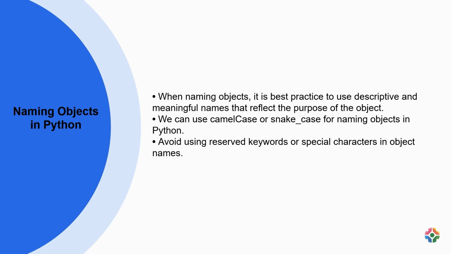When naming objects, ensure to avoid reserved keywords and special characters to prevent conflicts and maintain code consistency. For example, do not name a variable for or include symbols like @ or $ in object names. Adhering to these naming best practices enhances the readability and maintainability of your code, making it easier for you and other developers to understand and work with the code efficiently.